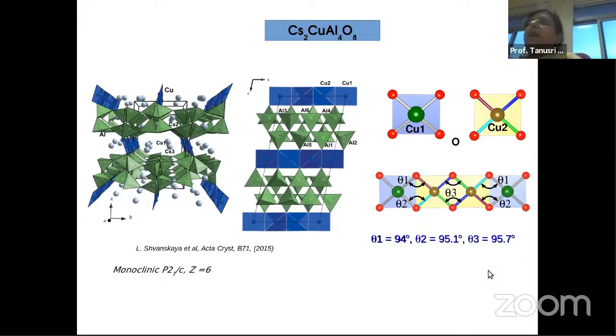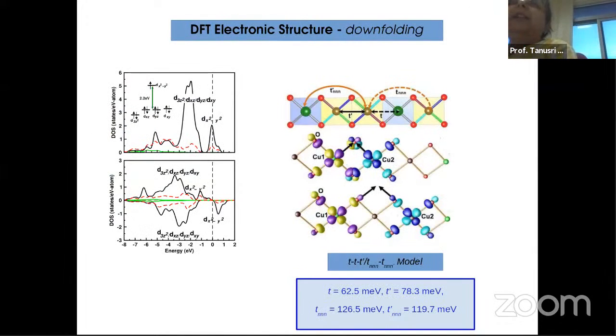And as you can find out, these angles are very close to 90 degrees because they are being shared. So that actually makes the situation even more interesting because you have the possibility of both ferro and antiferro interaction. And we did the DFT electronic structure, and if you do a non-magnetic calculation, of course, you will get a single dx square minus y square band, which is half filled. If you make it spin polarized, that opens a tiny gap.